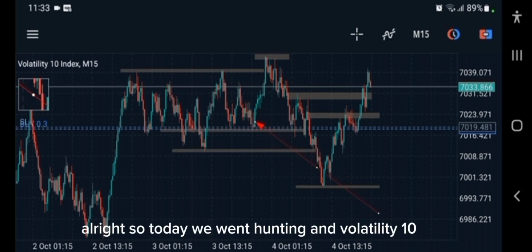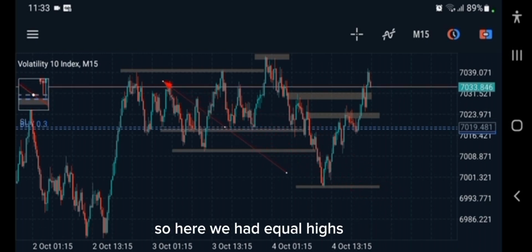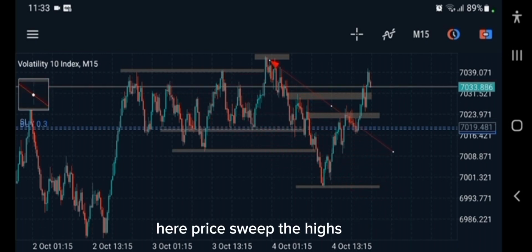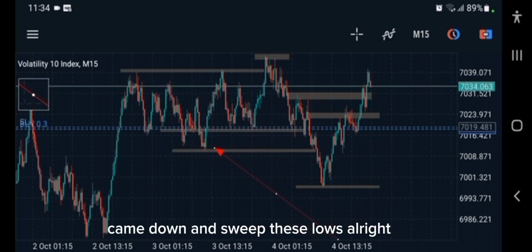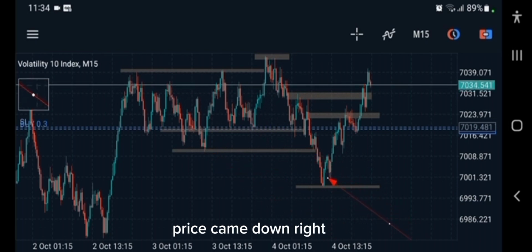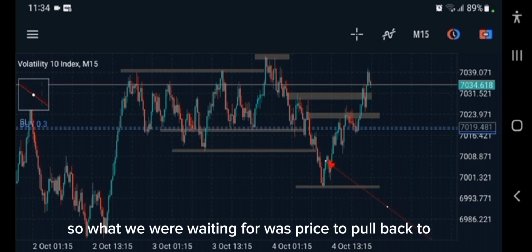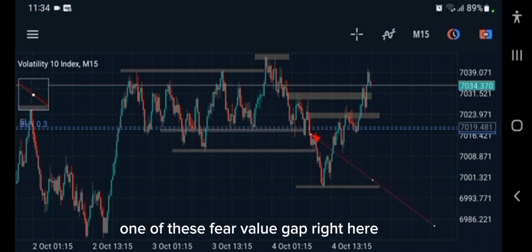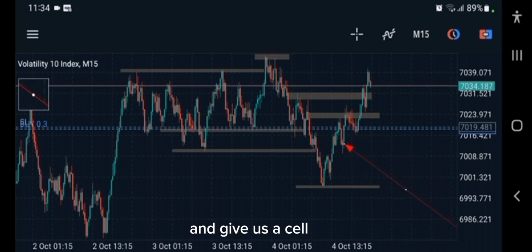All right, so today we went hunting on volatility 10. So here we had equal highs, price swept the highs, came down and swept these lows. Right, so we had a break of structure, price came down. Right, so what we were waiting for was price to pull back to one of these fair value gaps right here and give us a sell.